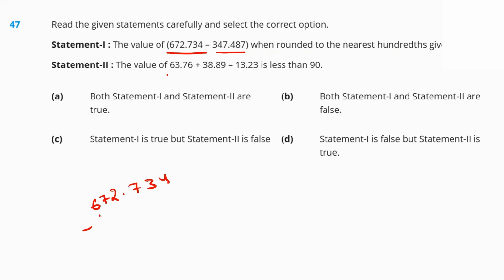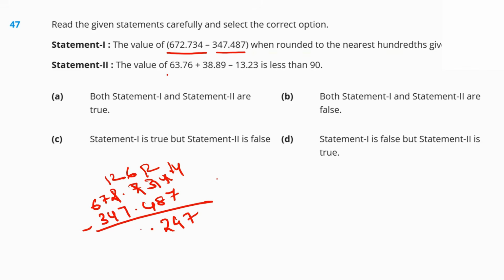672.734 minus 347.487. If we subtract this, how much are we getting? If we subtract this, we will get, this becomes 14 minus 7, 7. 3 becomes 2, 12 minus 8 is 4. 7 becomes 6, 2 point.